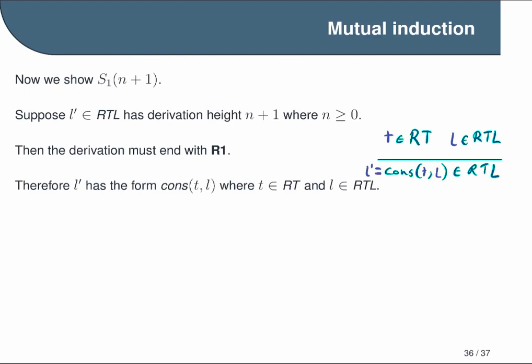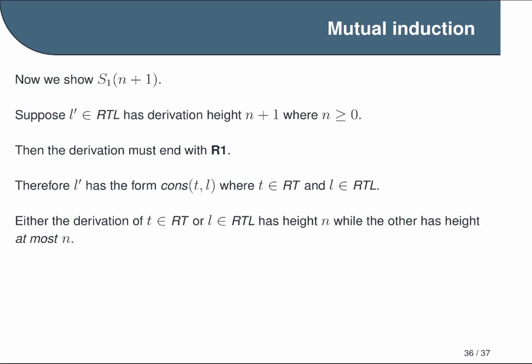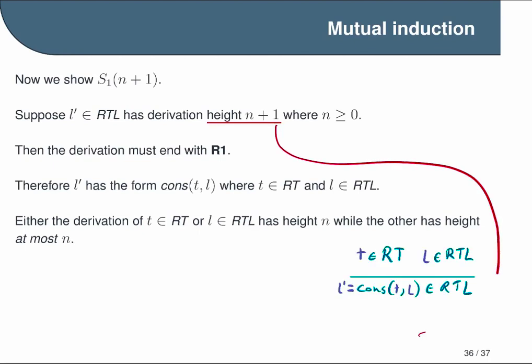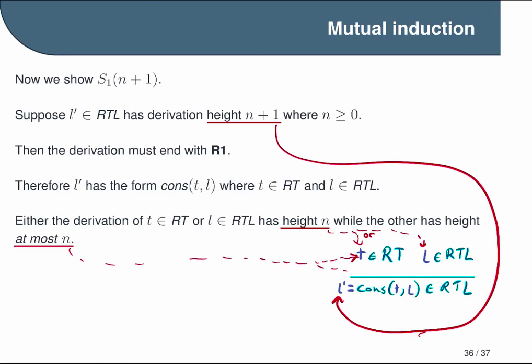Now that we've succeeded in rewriting our rooted tree list L prime in terms of the rooted tree T and the rooted tree list L, we can also say something about those two elements. In particular, at least one of them has a derivation height of n, and the other one has a derivation height of at most n. So just to illustrate how we know that, we can return to our rule R1, and you can see that if L prime has a height of n+1, and our elements T and L are in the antecedent of this rule, then at least one of them has to have a height of n. It's either T or L. And the other one has to have a height of at most n. It certainly cannot have a height of greater than n. And of course, its height will never be less than 0.